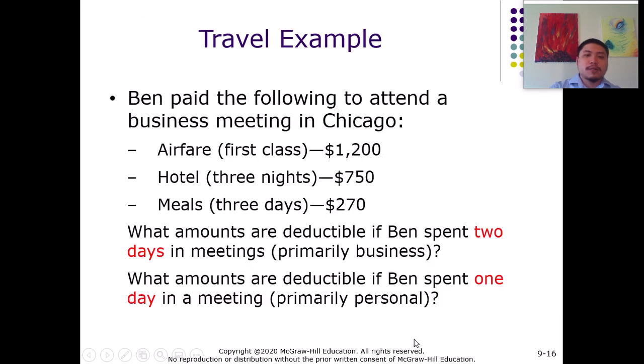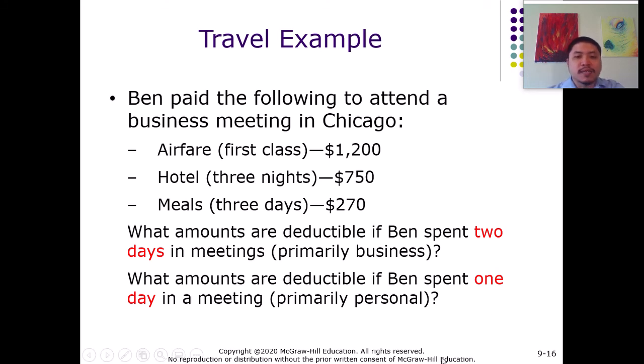All right, so let's look at this example. Ben paid the following to attend a business meeting in Chicago: airfare $1,200, hotel 3 nights for $750, and meals for 3 days $270. So there are two scenarios. The first scenario is that Ben spent 2 days in the meeting and 1 day just sightseeing.